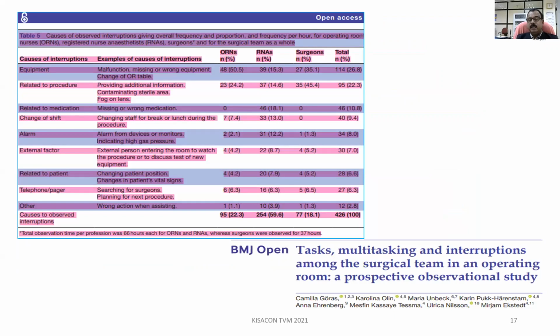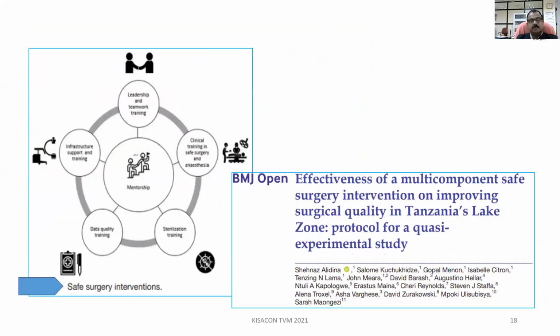Another study, again in BMJ, on multitasking and interruptions among the surgical team, listed various interruptions like equipment related, procedure related, medication related, change of shift, alarms, external factors, and telephones. There are so many factors distracting the operative process, which should be minimized, and we should bring about various changes in the operation theater to reduce distractions like opening of doors, entering of new people into the theater, etc.